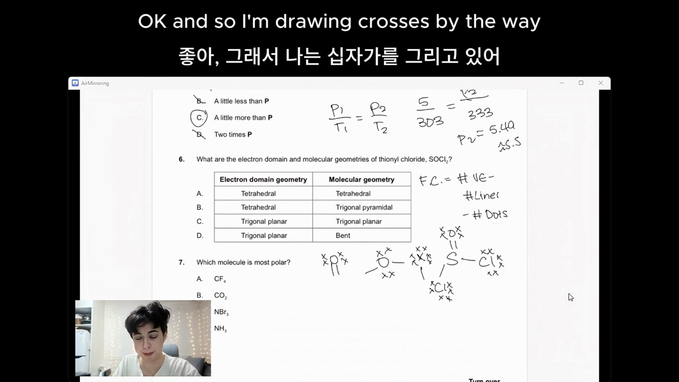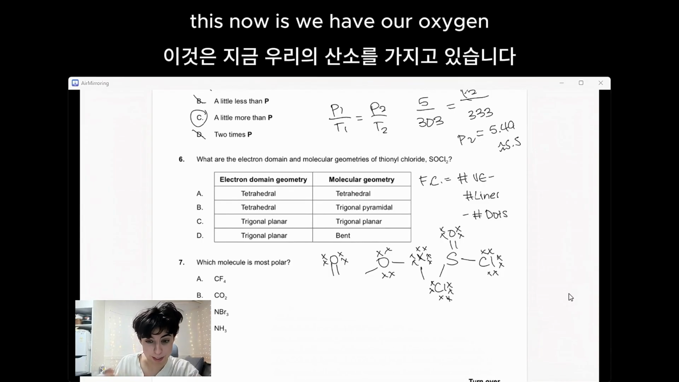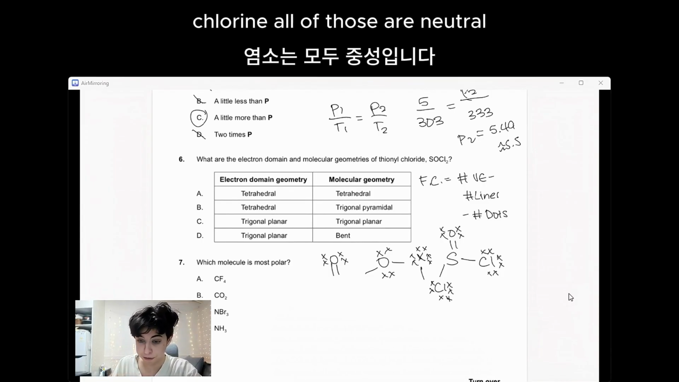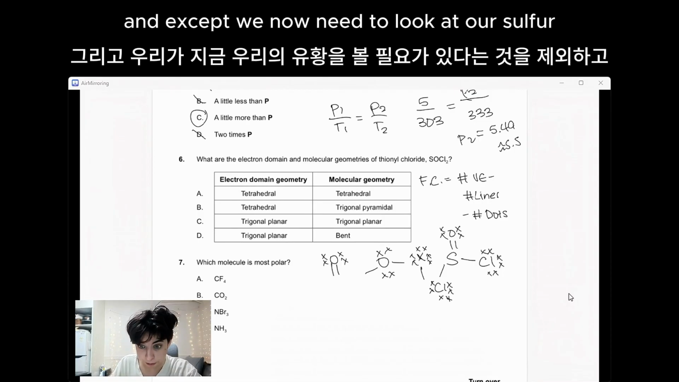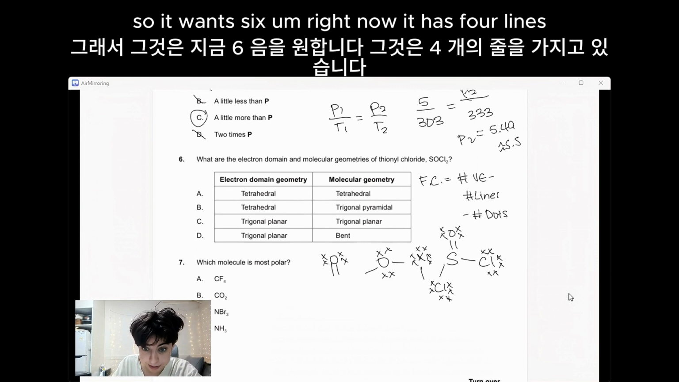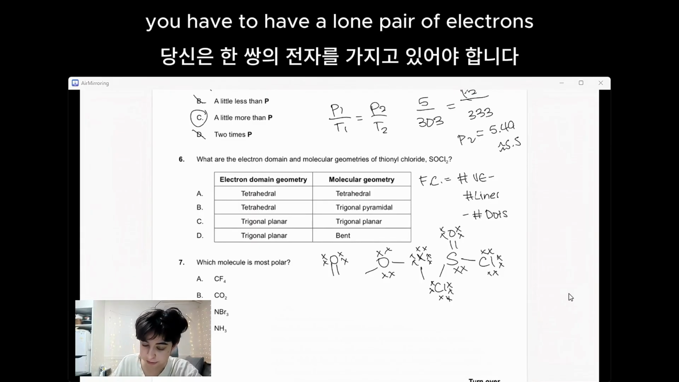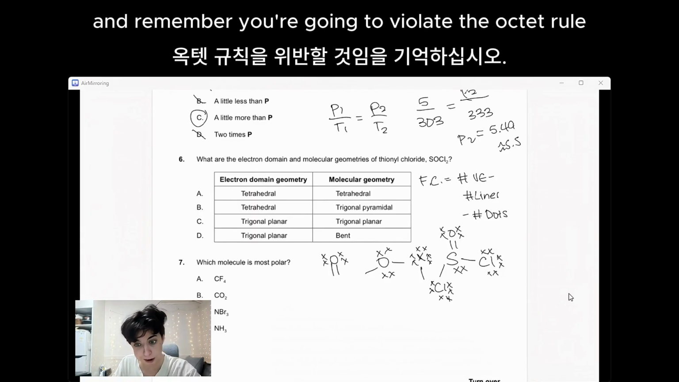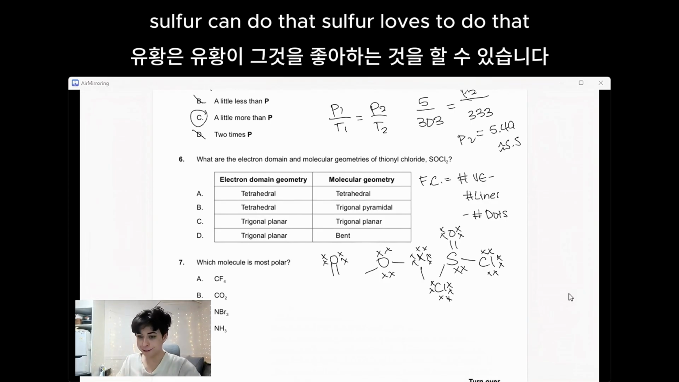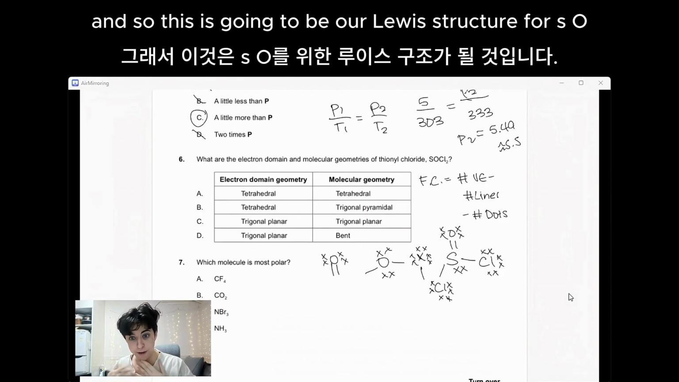Okay, and I'm drawing crosses, by the way, just because they're easier to see from afar. Dots are kind of hard to make look bigger. Now what we're looking at is that our oxygen and chlorines are all neutral, except we now need to look at our sulfur. Sulfur is in the same group as oxygen, so it wants 6. Right now it has 4 lines, so it has 4. And so to get to 6, it has to have a lone pair of electrons. And remember, sulfur violates the octet rule. Sulfur can do that. Sulfur loves to do that. It's its favorite activity. Okay, and so this is going to be our Lewis structure for SOCl2.